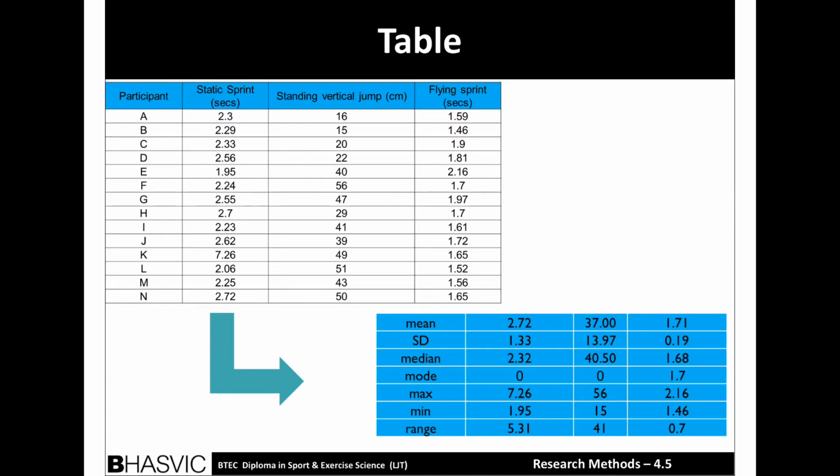We use the table to work out the standard deviation, median, mode, maximum, minimum, and range of 3 sets of data, which were the static sprint, standing vertical jump, and also the flying sprint.